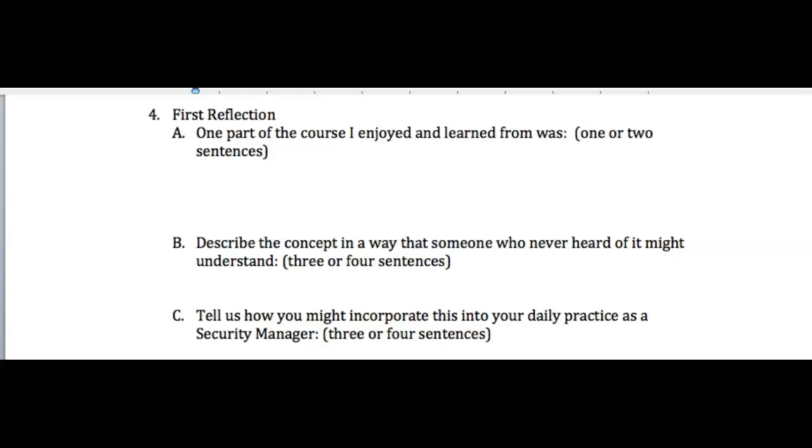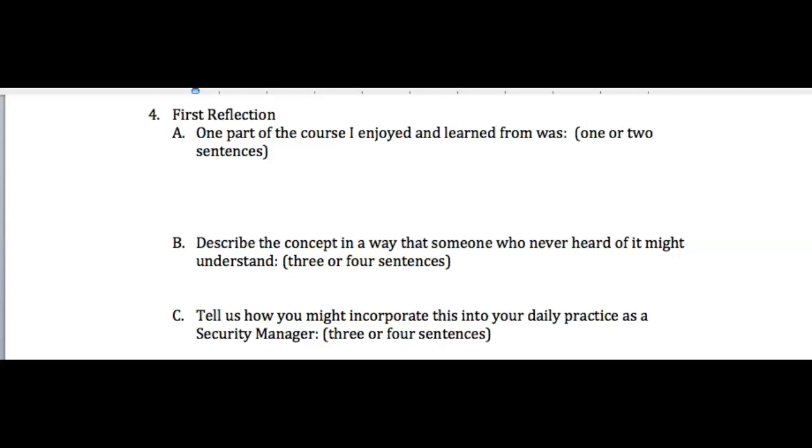So here's the part that you're going to fill out in this form and submit back to me in the Dropbox this week. And your first reflection, one part of the course I enjoyed and learned from was, and 2 or 3 sentences about what that was. They don't have to be complete sentences. You'll be able to clean them up later even. But what are the 3 things?